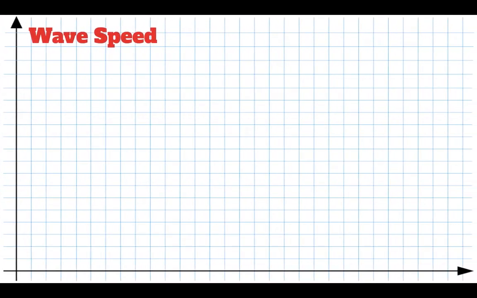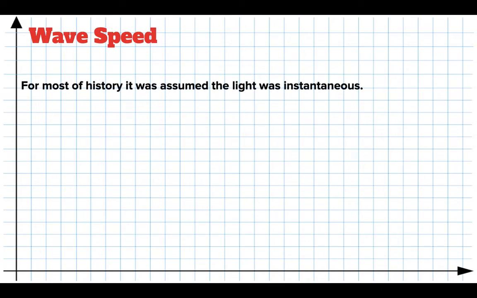Now, how fast do these disturbances move? Well, for most of time, people thought these disturbances moved instantaneously. That is to say, if you turned on a light, that light spread out in all directions instantaneously. Galileo was the first one who seriously thought that maybe it wasn't instantaneous. Maybe it was just really fast, faster than you could normally notice.